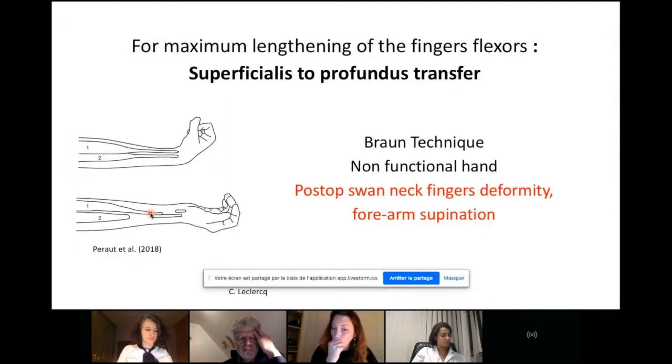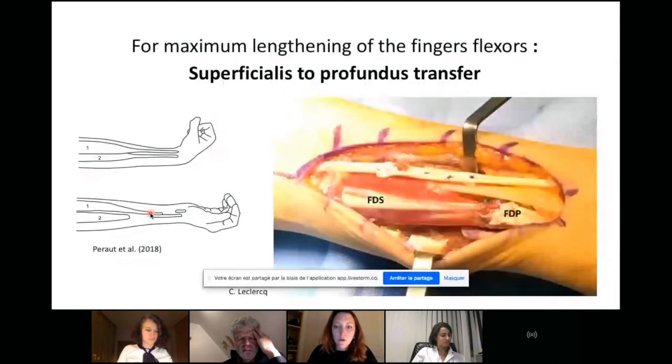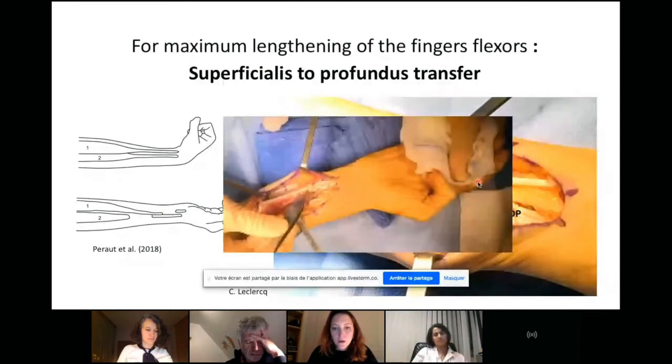We have to be aware of the risk of swan necking of the fingers after this kind of procedure. For arm supination, this is a peer-up view. The proximal is on the left, the distal is on the right, and you can see the FDS being sutured to the FDP, and the peer-up aspect of the hand, the assistant keeping the fingers in extension. This was a complete closed fist.